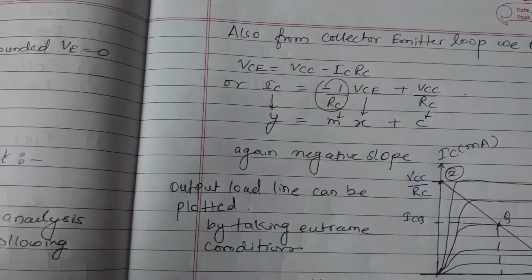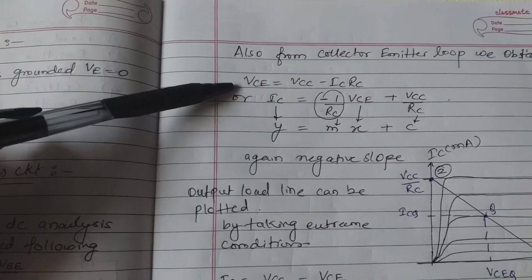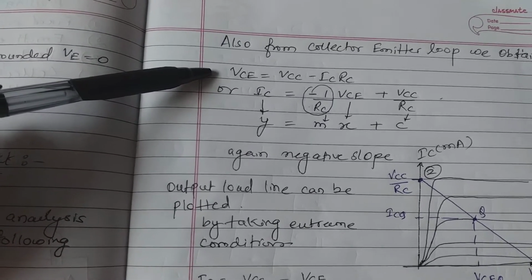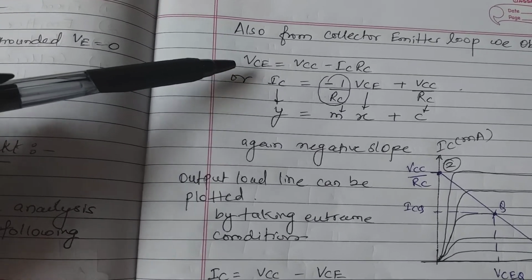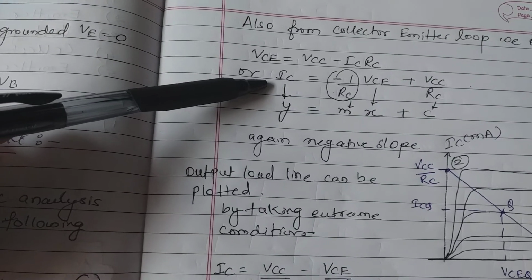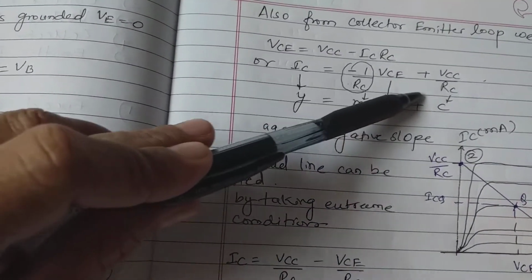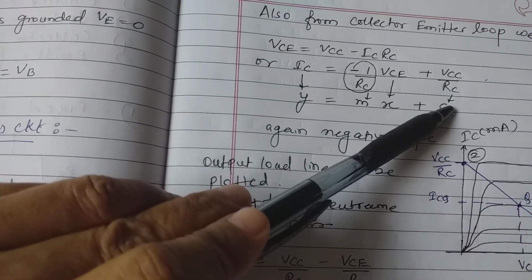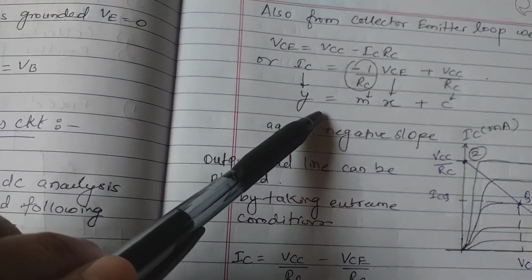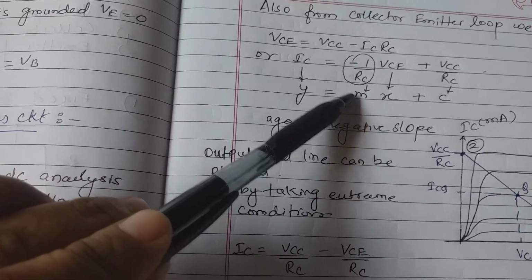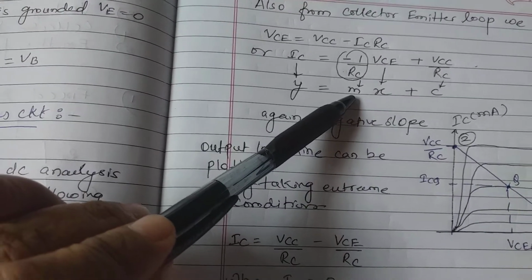This is the collector emitter loop equation which we obtained in the previous discussion. VCE is equal to VCC minus ICRC. If we rewrite the equation for IC, we get IC is equal to minus 1 upon RC times VCE plus VCC upon RC. Again we can compare this with the y is equal to mx plus c equation, and we can see m is equal to minus 1 upon RC, the negative slope again.